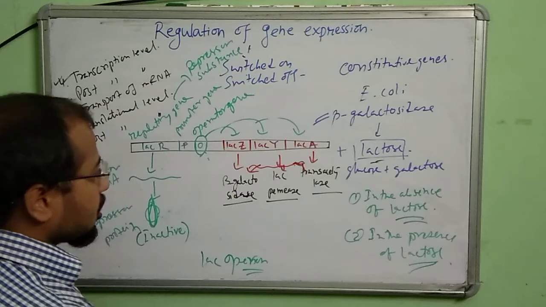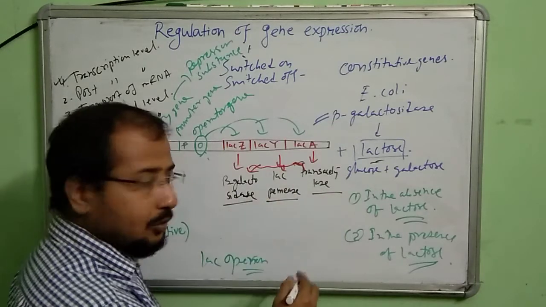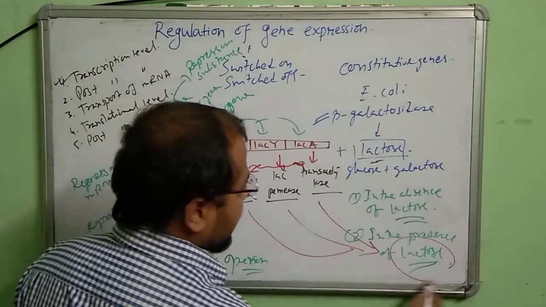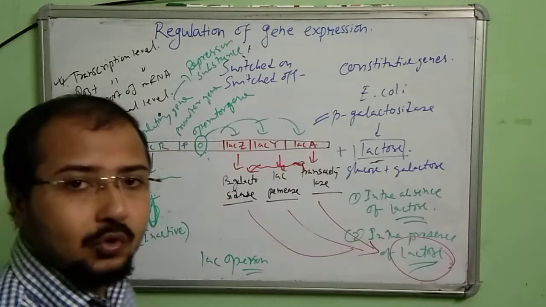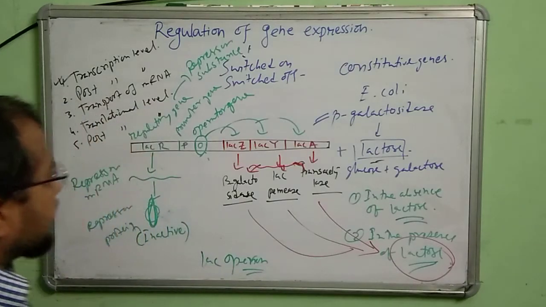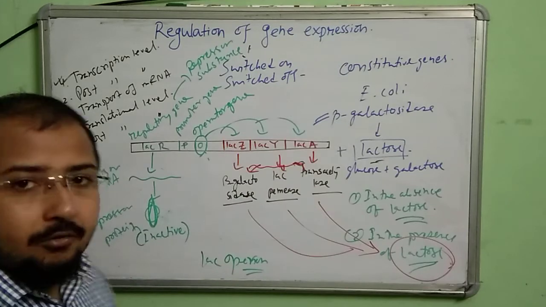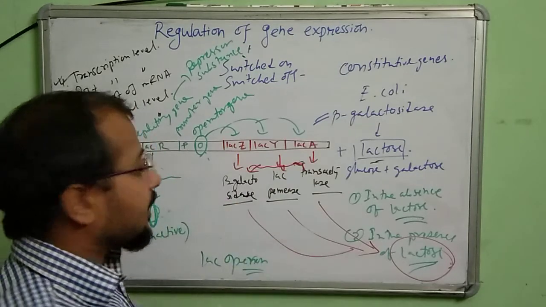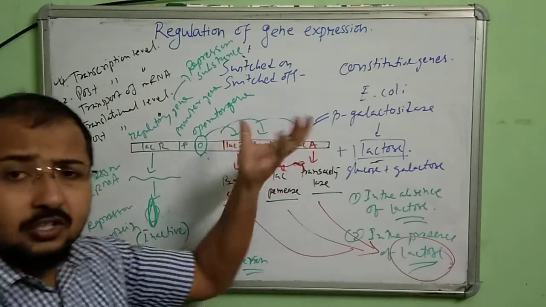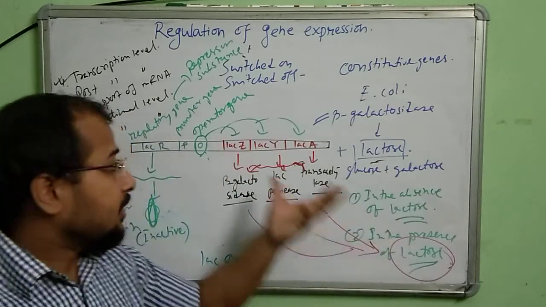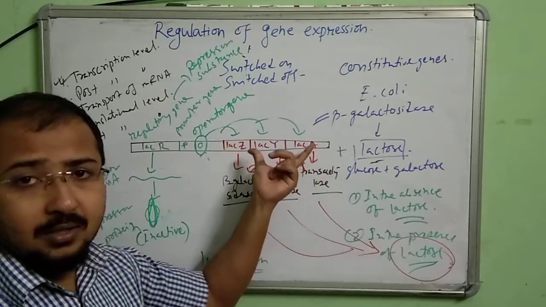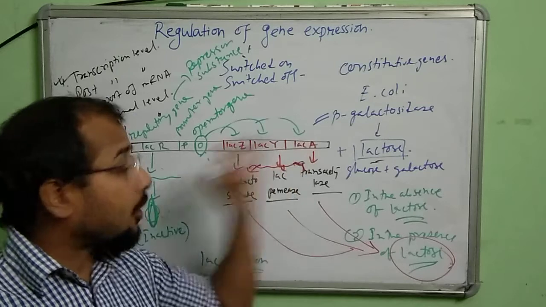These are the enzymes. These enzymes are produced, and ultimately they will be acting on the lactose to break it down into glucose and galactose. So this is how the Lac Operon functions and the genes are regulated. You see here that the genes are not functioning all the time. When lactose is absent, they are not functioning.